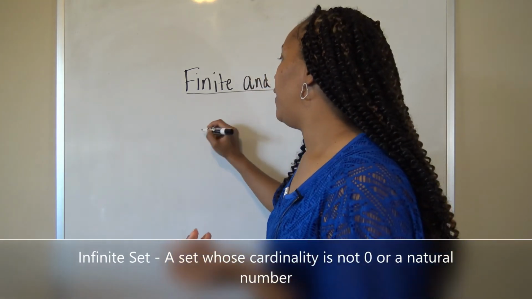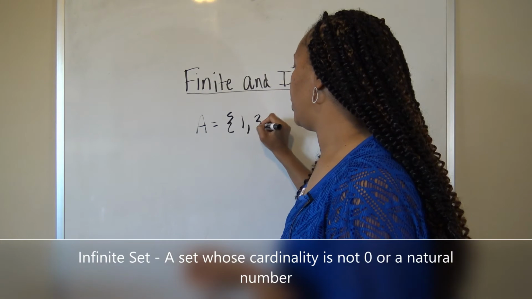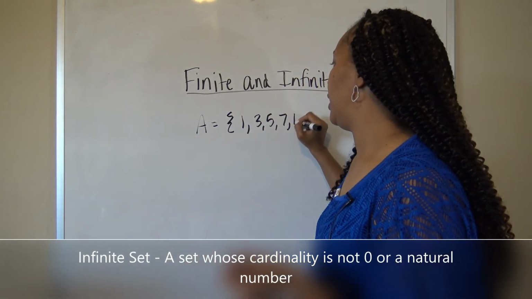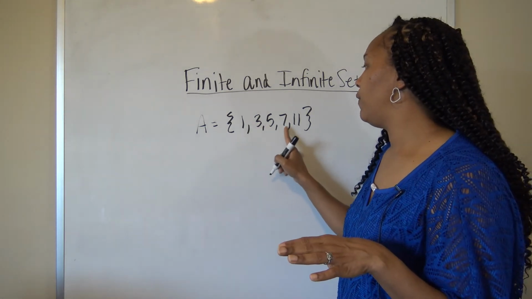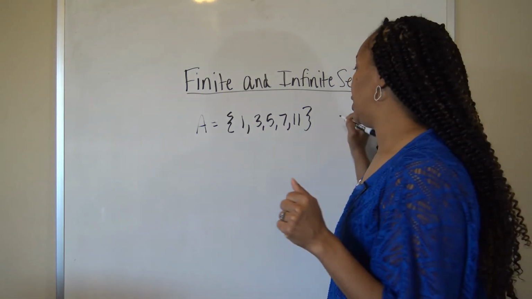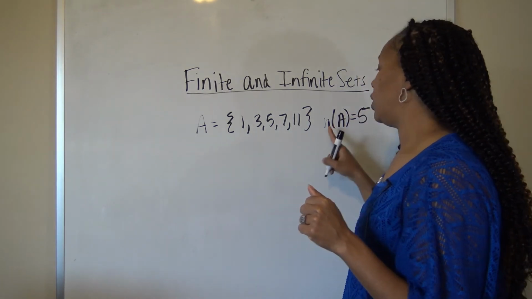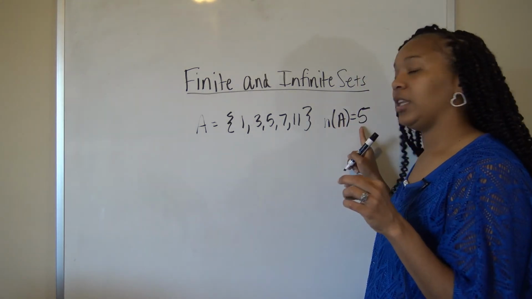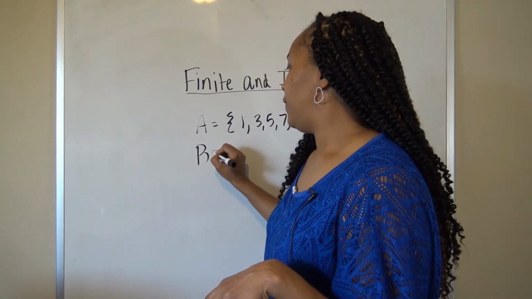So for example, if I had set A that was 1, 3, 5, 7, and 11, then you could look at that and you could say, okay, there are 1, 2, 3, 4, 5 numbers in that set. So n of A is equal to 5. So its cardinality is actually a natural number. Alrighty. So that one will be considered finite.